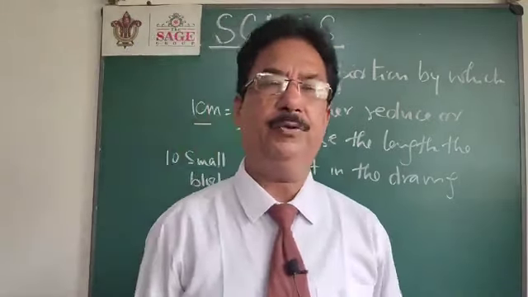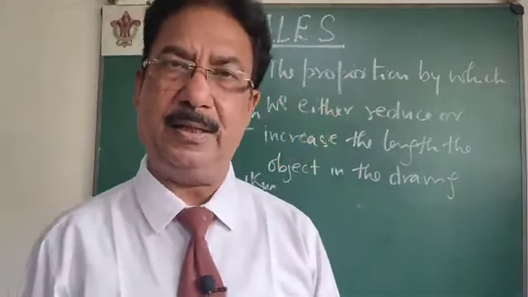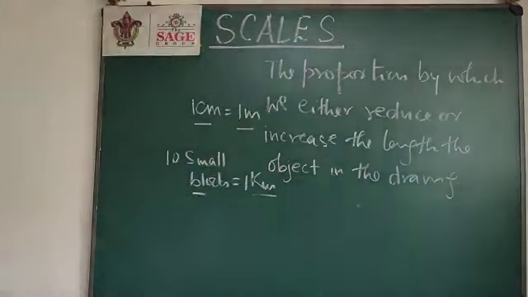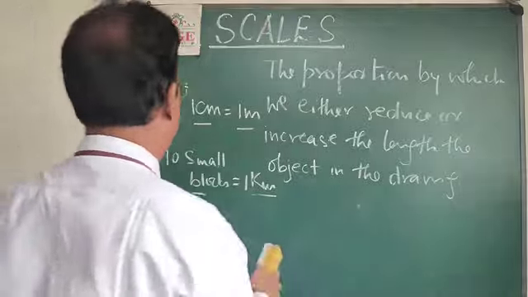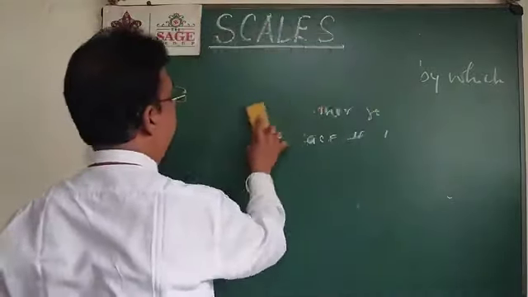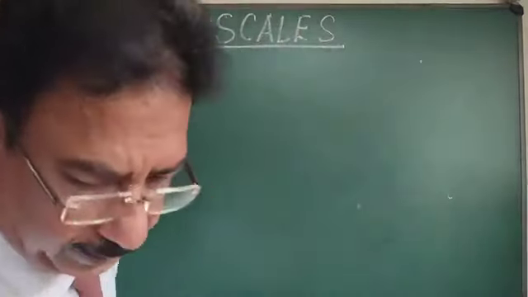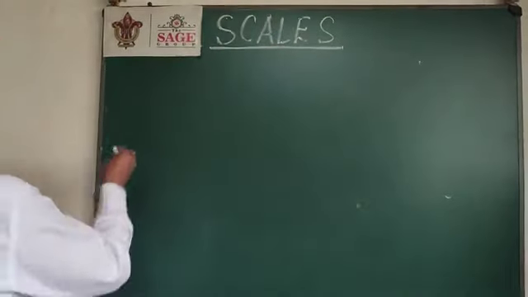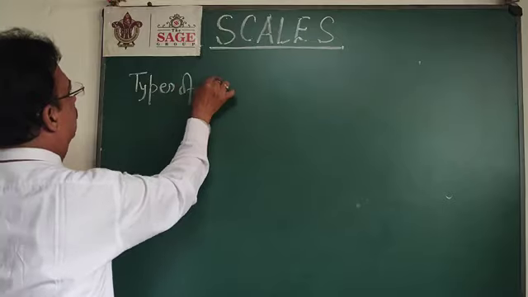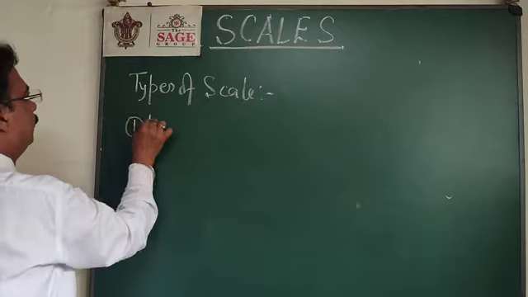Now according to this proportion, if we want to classify our scale, there are three types of scales. One is known as full size scale, second is reducing scale, and third is enlarging scale. First one is the full size scale.